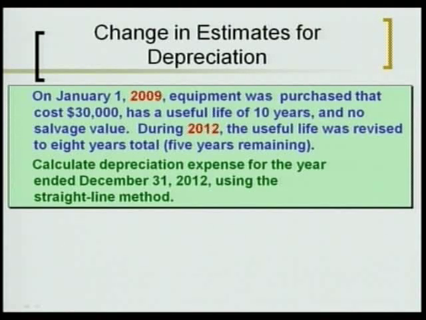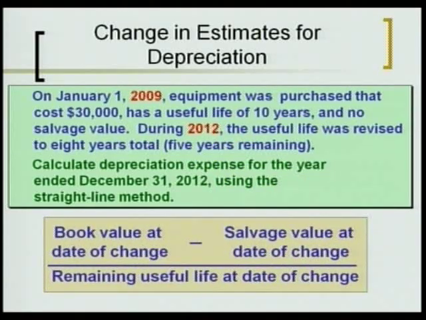On January 1 of 2009, we purchased equipment that cost $30,000, had a useful life of 10 years, and no salvage value. During 2012, the useful life was revised to 8 years total, which would be 5 years remaining since 3 years had passed. What's our depreciation expense for 2012, the year ended December 31, 2012, using the straight line method?